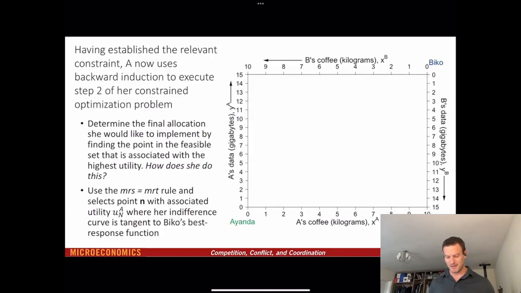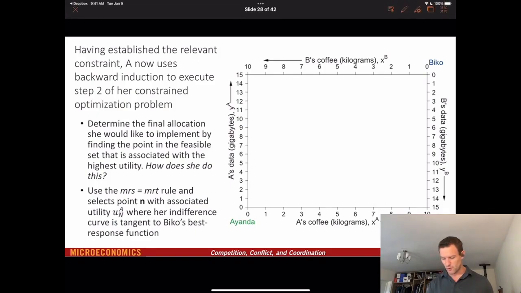Okay, now, having established the best response function, we want to determine the final allocation that Ayanda would like to implement by finding the point in the feasible set that is associated with the highest utility. So how is she going to do that? We're going to again use the MRS equals MRT rule and select the point N for Nash equilibrium, with the associated utility UNA, where her indifference curve is tangent to Biko's best response function.